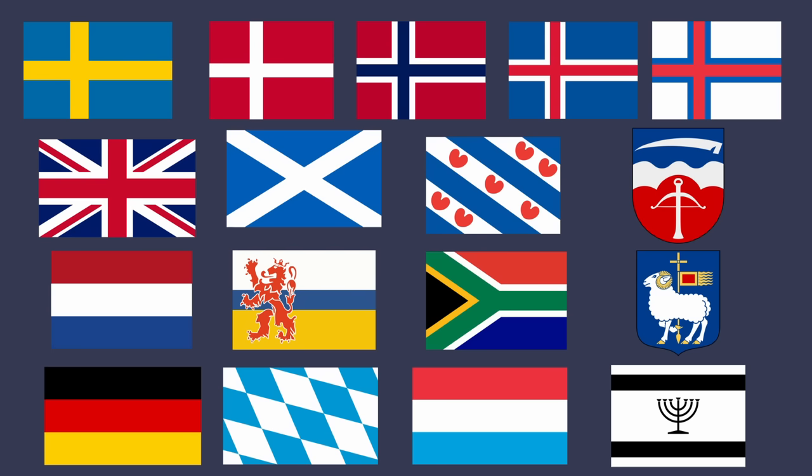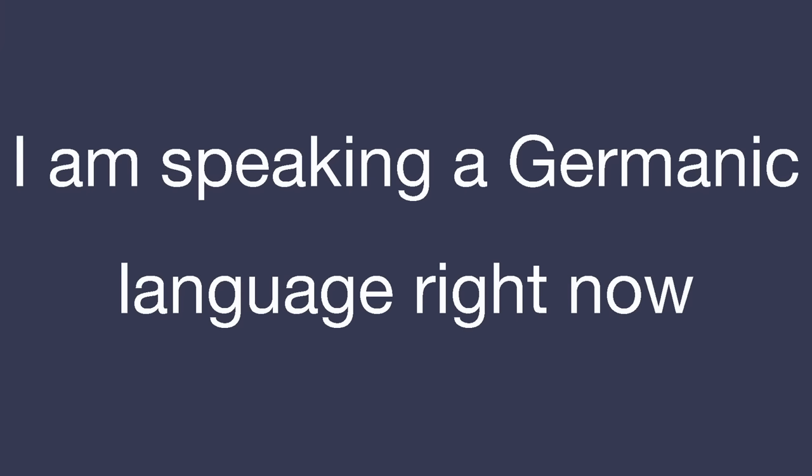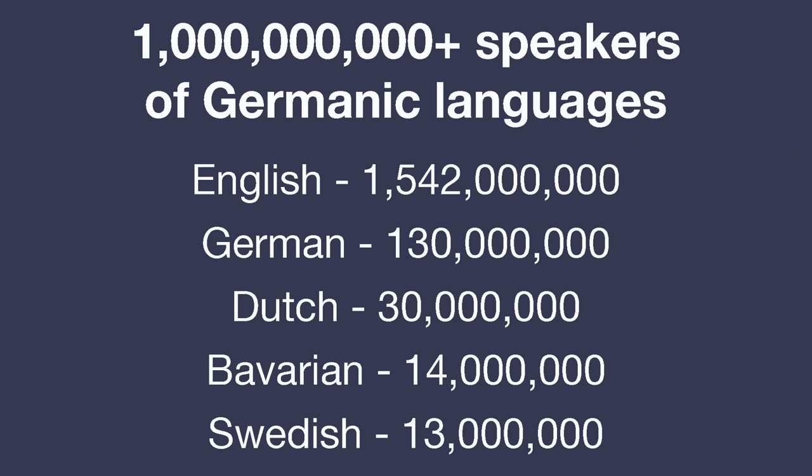The Germanic languages. Native to Northern and Western Europe, they're a pretty cool family of Indo-European languages. You're even listening to me speak one right now. There are well over a billion speakers of Germanic languages, the vast majority of whom speak English, but the other languages are cool as well, so let's talk about them all.